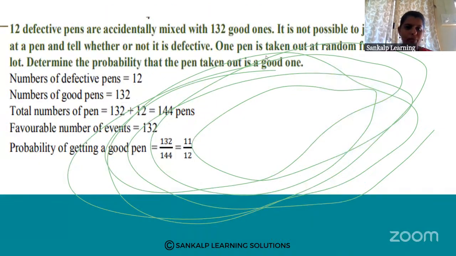See, this question is very important. This question was asked in the previous year question paper. 12 defective pens are accidentally mixed with 132 good ones. ಹೌದಾ? Good ones ಎಷ್ಟಿದೆ? 132. How many defective pens are there? 12 defective pens are there. It is not possible to just look at a pen and tell whether it is good or defective. One pen is taken out at random from this lot. Determine the probability that a pen taken out is a good one.